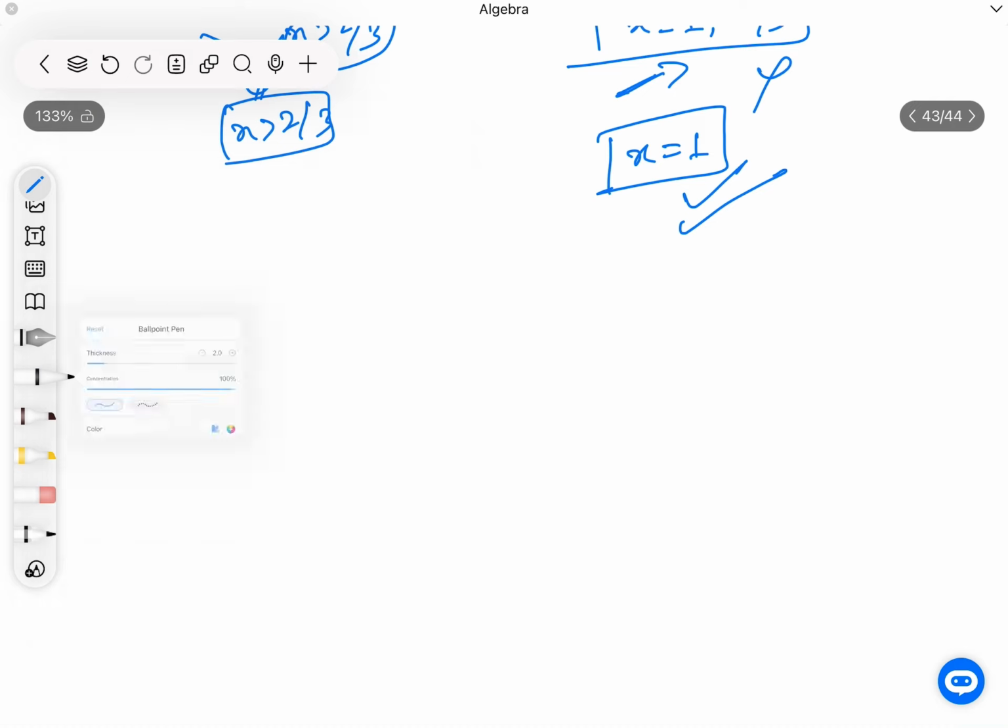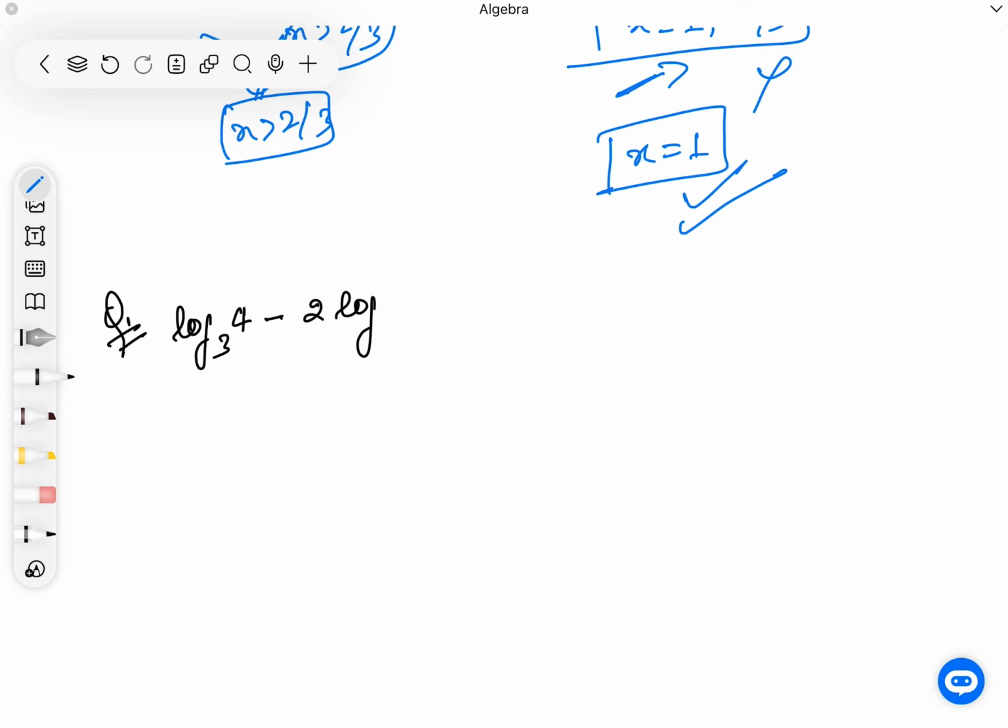Let's see one more question. log 4 with a base of 3 minus 2 log √(3x + 1) with a base of 3 equals 1 minus log (5x − 2) with a base of 3. You need to find x.